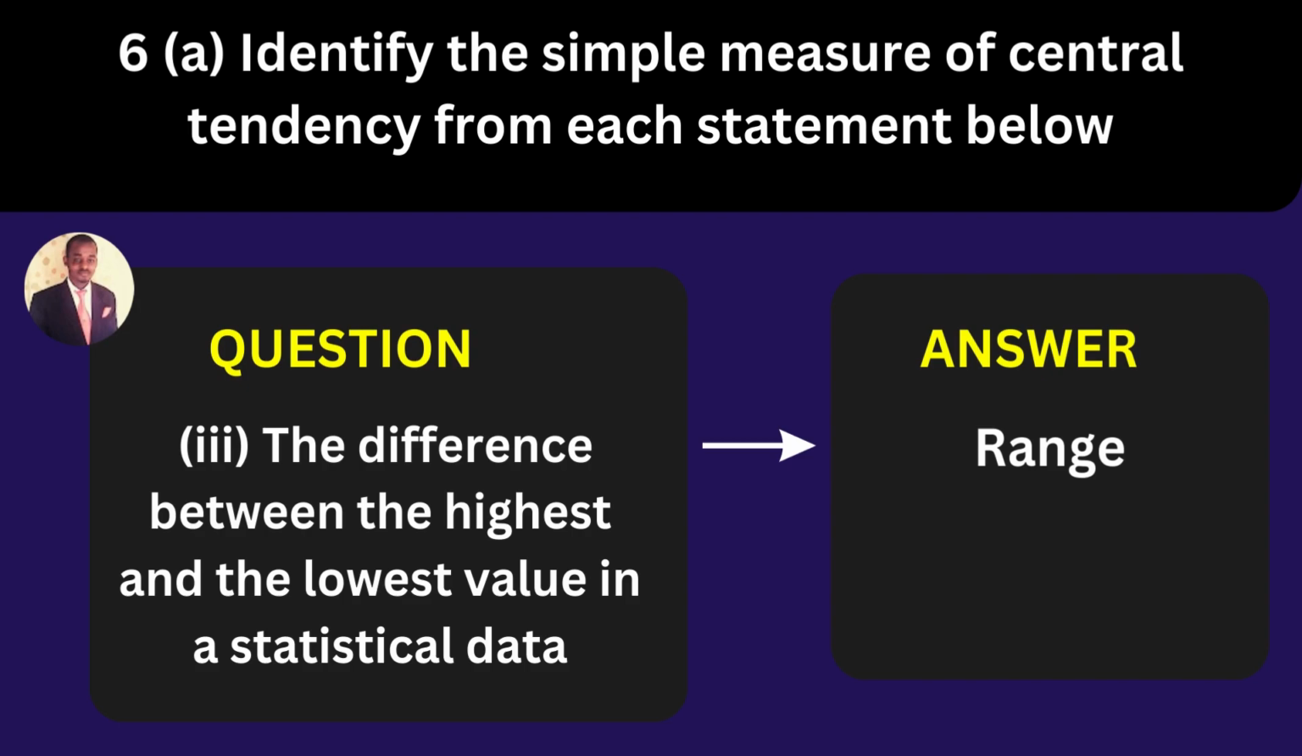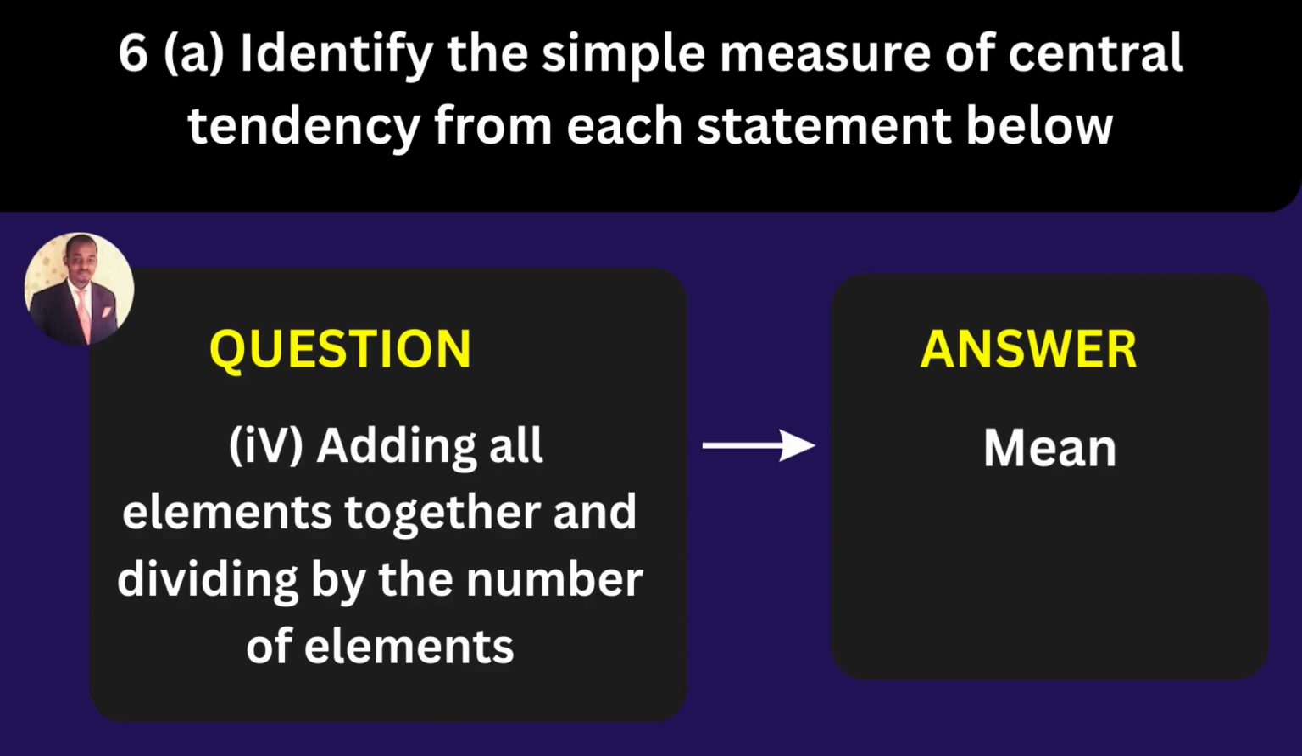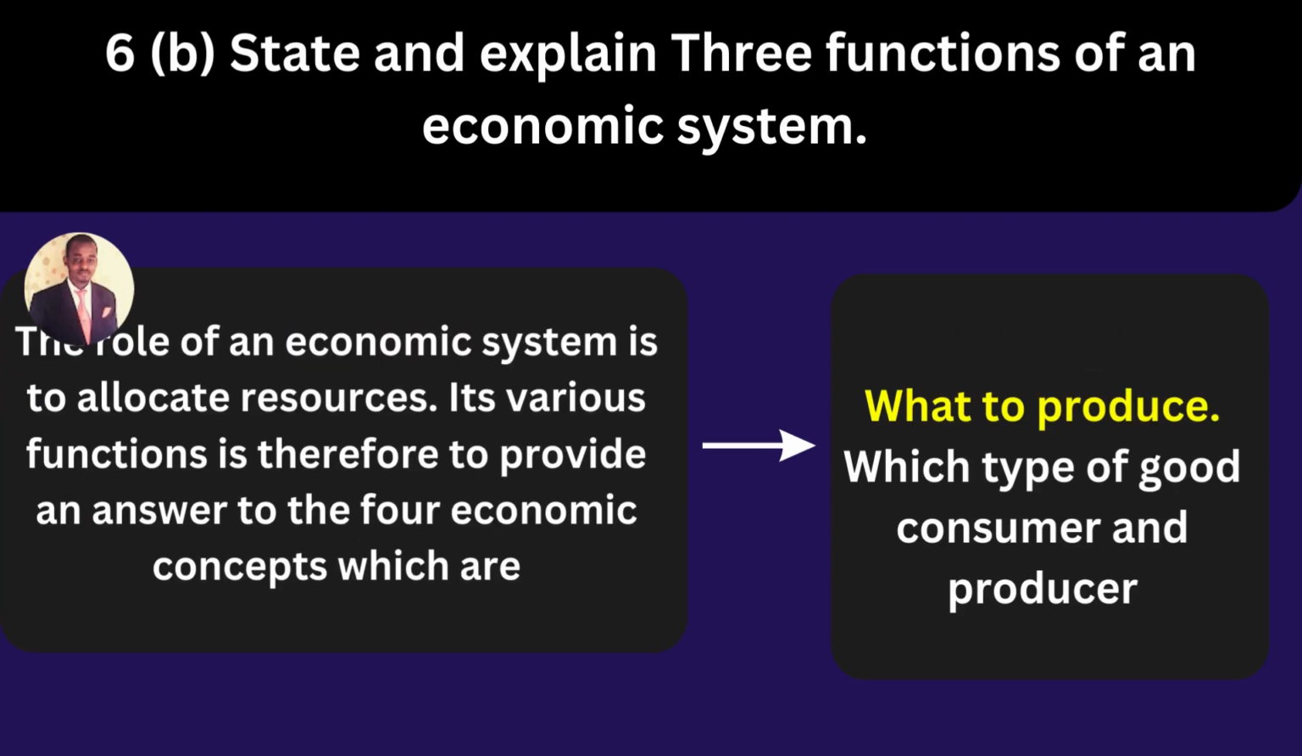The next one: the difference between the highest and the lowest value in a statistical data. The answer is range. Next: adding all elements together and dividing by the number of elements. The answer is mean.